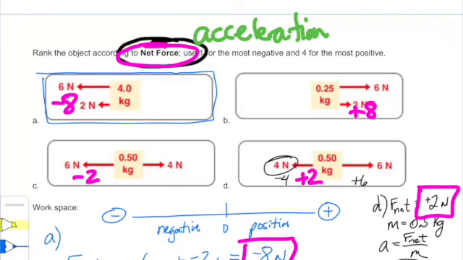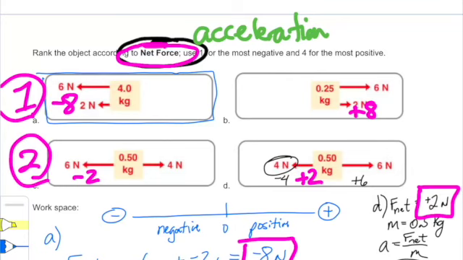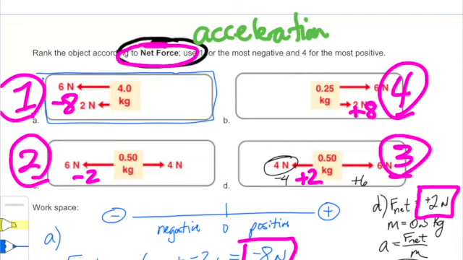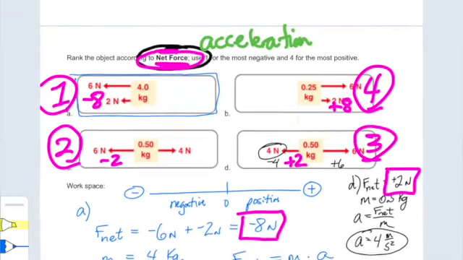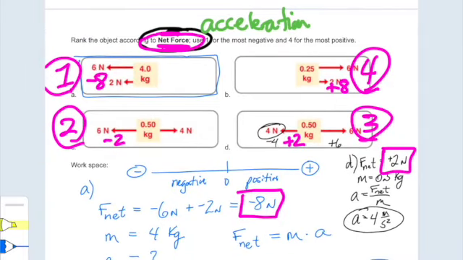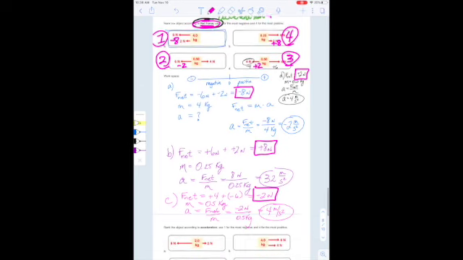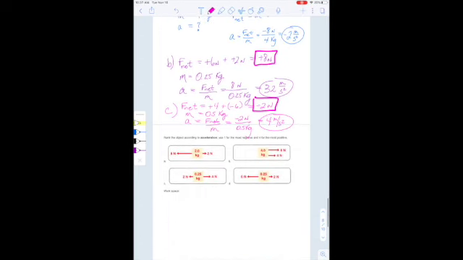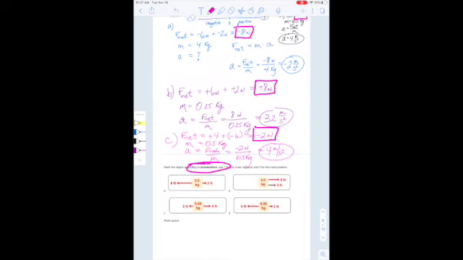If we go from the most negative to the most positive, the most negative would be A, and then C, and then D, and then B. So in pink, it's answering the question that was asked about net force, but what I had just done prior to that is what you'd do had it asked for acceleration, which is actually a little bit more difficult. So try the next one on your own. That one does ask for acceleration, and see how you do.